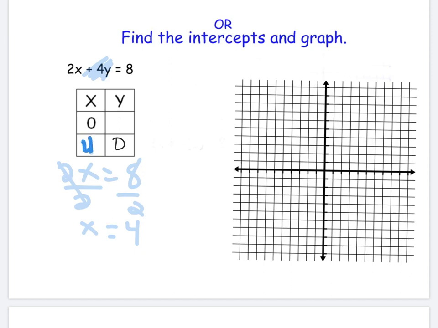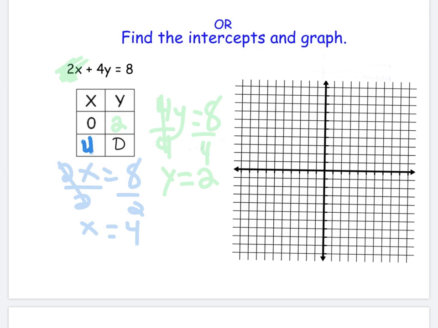Then I want to do the same thing, but cover up the other number. So I'm covering up the other number in green, and the blue is now gone. What's left in the equation is 4y is equal to 8. I solve by dividing both sides by 4, and I'm left with y being equal to 8 divided by 4, which is 2. So in my table, the y value is 2. Those are my two intercepts for my graph.